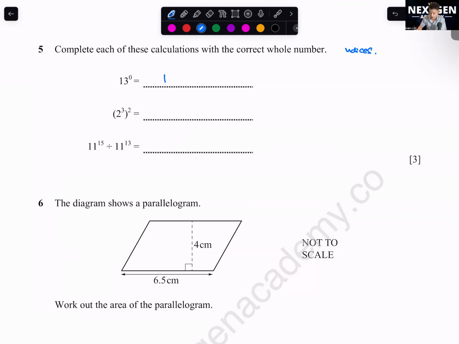The second one: 2 to the power of 3 squared. How do we write this? What's 2 to the power of 3 squared?